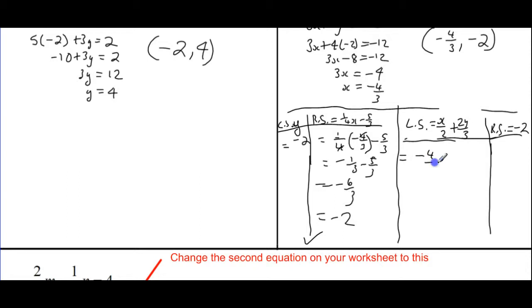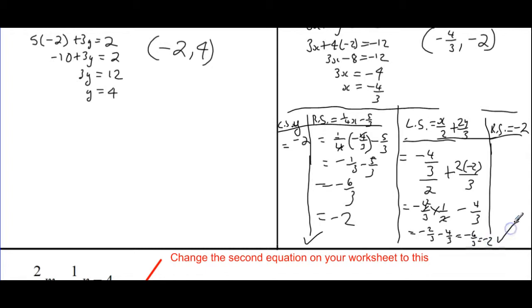So negative 4/3 over 2 plus 2 times negative 2 over 3. Okay, so negative 4/3 divided by 2 is like negative 4/3 times a half, and this will be minus 4/3. That cancels, so we get negative 2/3 minus 4/3, which is negative 6/3, which is negative 2. Ding. So that checks. So it's all good.